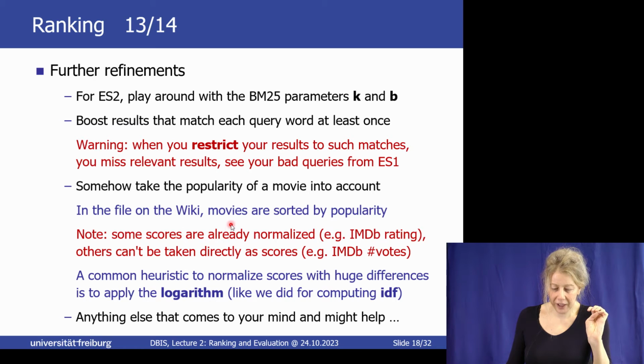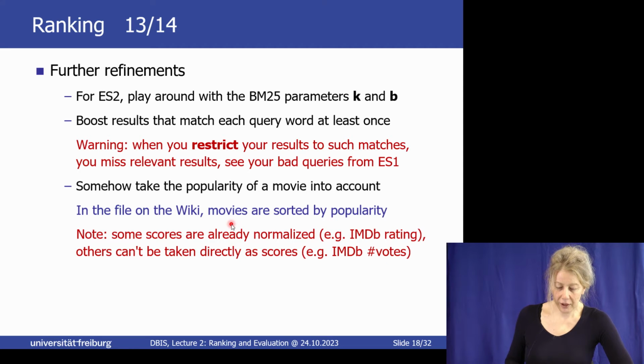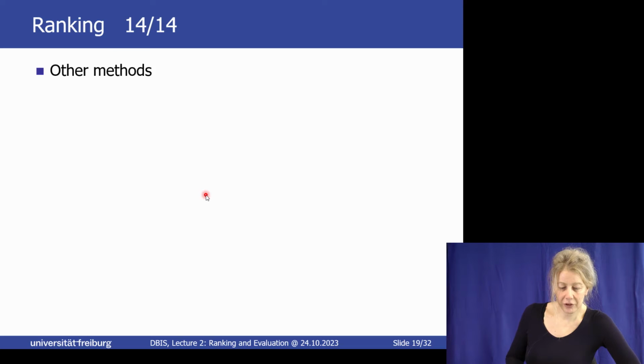What's not on the slide, but you probably don't want to do that for the sheet, is how close words occur to each other. You could also have information about position in a document. Here I just mentioned taking the popularity into account. If you want to play around with it, go ahead, but you don't have to for the exercise sheet.